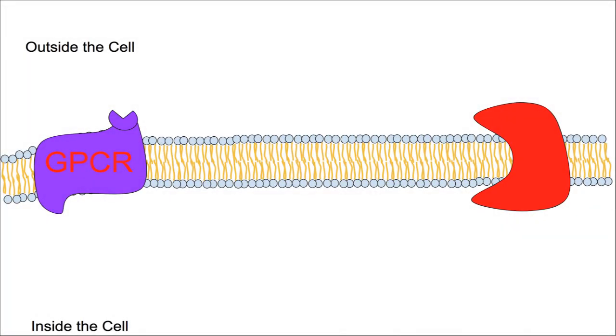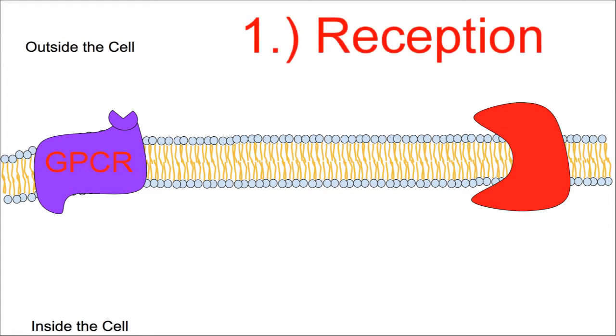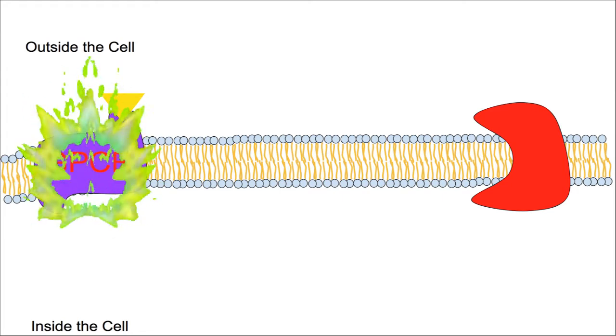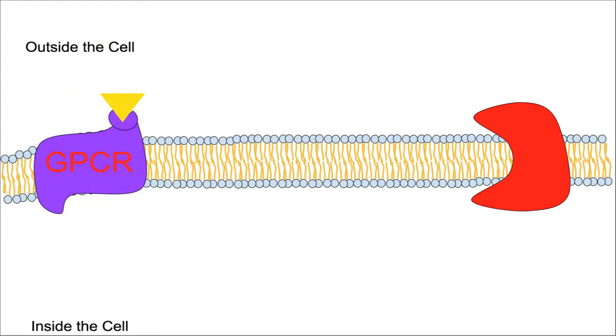So, in the reception phase of a G protein, they are on the extracellular side of the cell membrane. When the ligand binds to this extracellular side of the G protein receptor in the cell membrane, the receptor changes shape and begins to activate, and thus the cytoplasmic side of the receptor then binds to the inactive G protein.